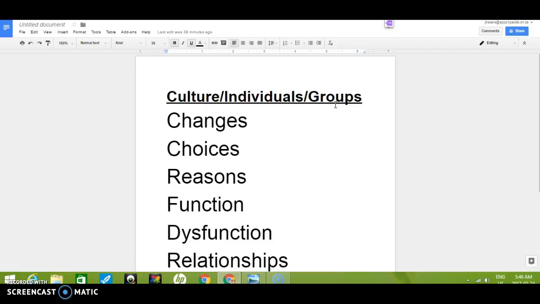We can do that when we examine individuals within the family as well. What are the changes and the choices they're making? What are the reasons for their behavior, their function, dysfunction, and their relationships with other individuals? And in fact, we can do this with groups as well. We can look at the family as a group as well as greater society. And within that, we can examine, using the theories, what has influenced the changes, choices, reasons, function, dysfunction, and relationships within.